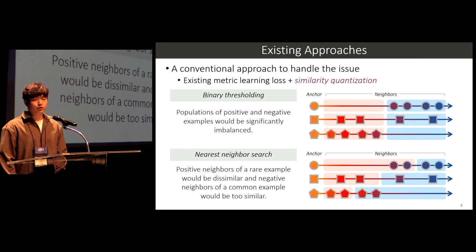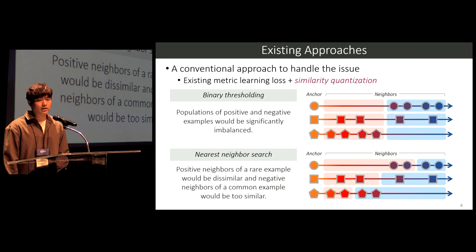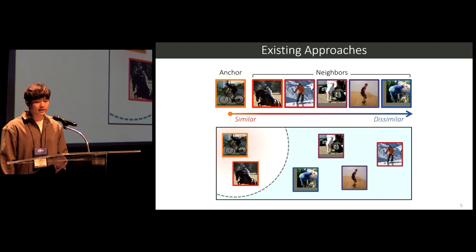To learn continuous similarities, a conventional approach uses existing metric learning loss after quantizing the continuous similarity to binary level. However, there are problems with the method. Using binary thresholding, the population of positive and negative examples would be significantly imbalanced. In nearest neighbor search, positive neighbors of a rare example would be dissimilar, and negative neighbors of a common example would be too similar. Also, because the order and degrees of similarities are disregarded in this method, the distance between a pair of images is not necessarily related to their semantic similarities.